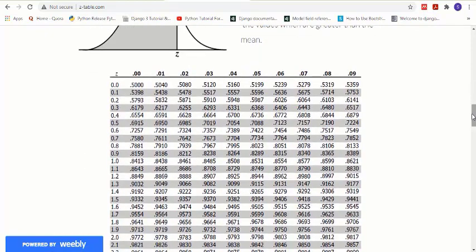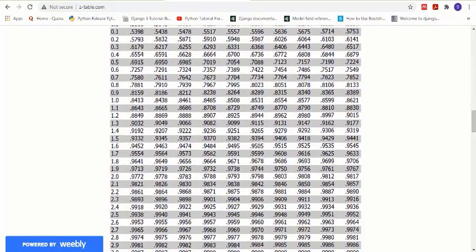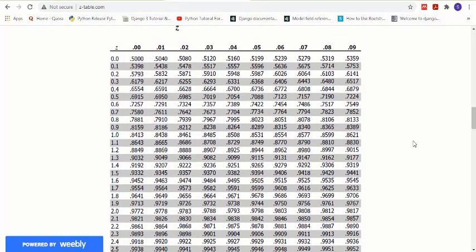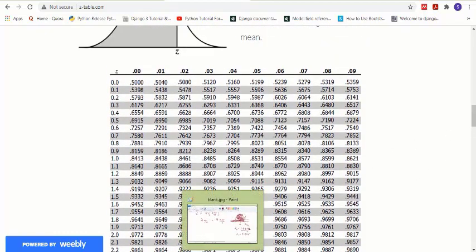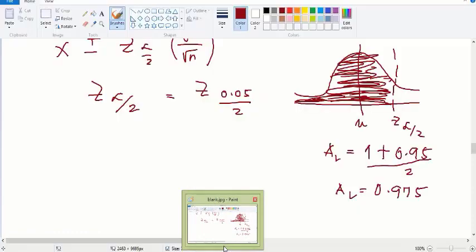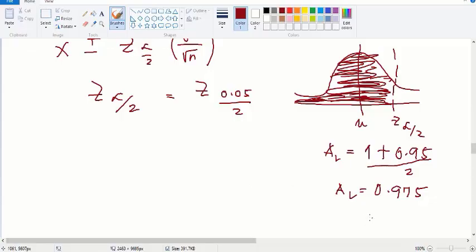Looking at this table, let's find the area we got. What was that? 0.975. Here, right? Remember its row, 1.9, and its column, 1.9 plus 0.06 is 1.96. So the corresponding Z value, which is the Z alpha over 2, is 1.96. This is the value we will use here.